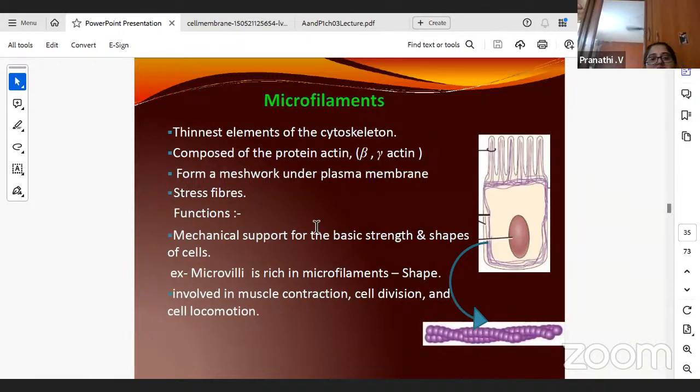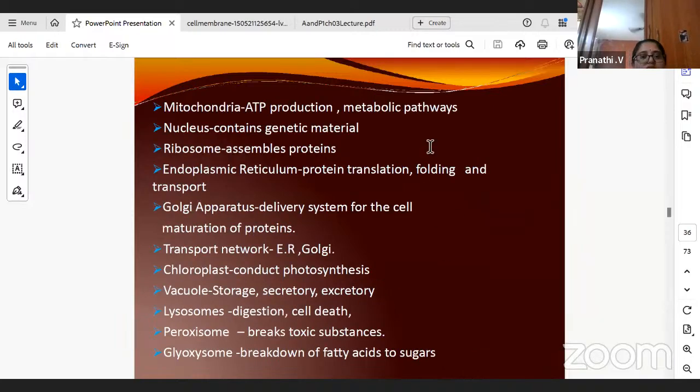Examples of the microfilaments are the microvilli. They provide the shape involved in muscle contraction, cell division, cell locomotion, wherever it is necessary. And the microvilli inside the gut actually help in pushing the food particles down, or help in pushing of the molecules into or outside, depending upon the necessity.